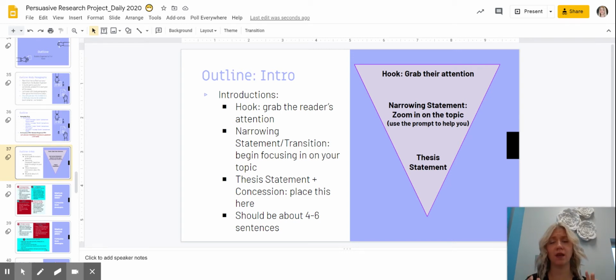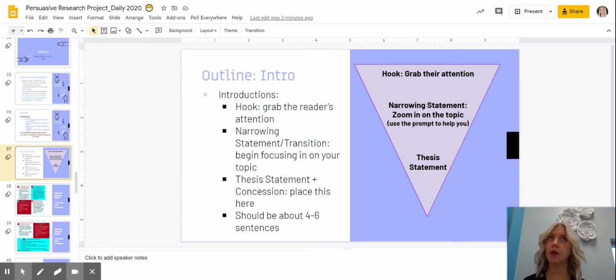Next, you're going to have the narrowing statement, or what some people might call the transition. This is where you start focusing in. The big triangle is getting a bit smaller, focusing in on the topic itself. This is where you want to go back, okay, to the prompt page of your packet, which is on page 3, okay? Use the language from the prompt to help you create your narrowing statement. What's the issue? What's the question at hand? What are the possible outcomes of these different questions, okay? Then you're going to just plop in your thesis plus concession, which we have worked on now several times.